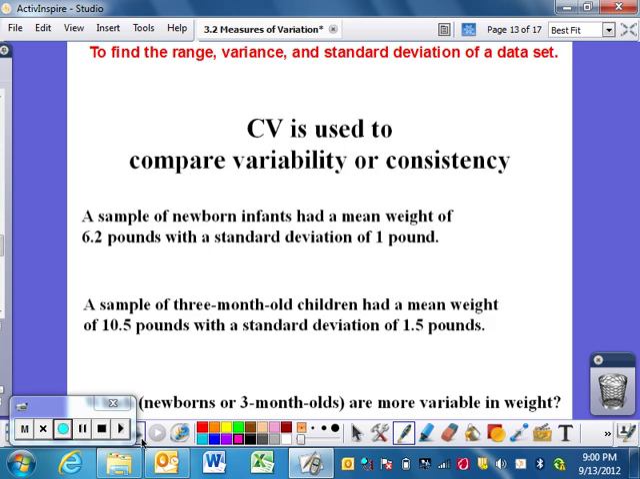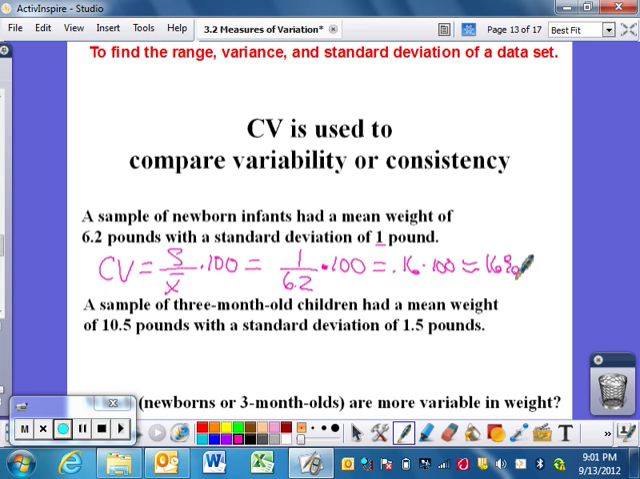Now I'm going to give you a concrete example. Let's say you have a newborn infant with a mean weight of 6.2 pounds and a standard deviation of 1 pound. If you're going to compute the coefficient of variation for this, you need to set it up as standard deviation divided by X bar times 100. So standard deviation of 1 pound, over the mean, 6.2 pounds, times 100. If you go 1 divided by 6.2, you get 0.16. Times that by 100, approximately 16%.